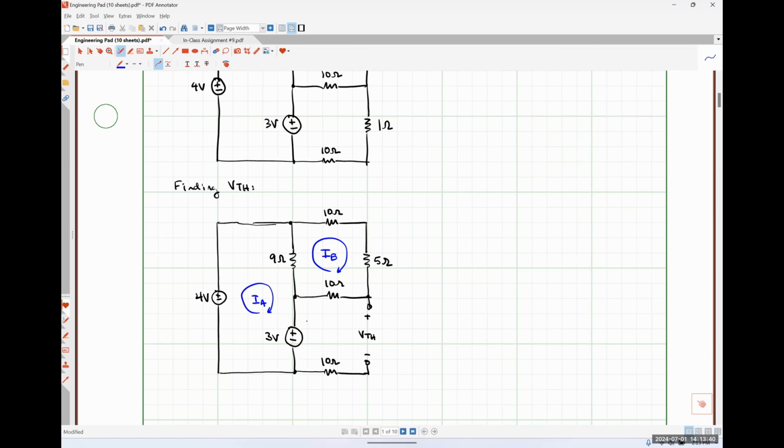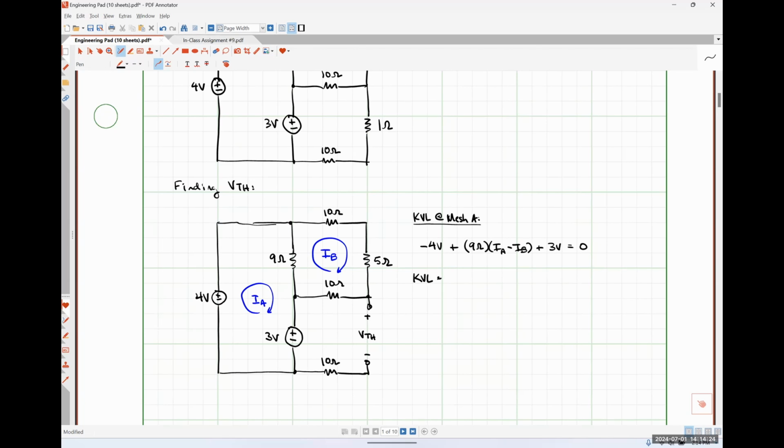So applying mesh, we have a fairly straightforward circuit here where we don't have any current sources or anything like that to worry about. So realistically, we're just going to have a KVL equation around mesh A, a KVL equation around mesh B, and then we'll go from there. Okay. So KVL at mesh A should look like this. So we're going to have negative 4 volts plus 9 ohms times (IA minus IB) plus 3 volts is equal to 0.